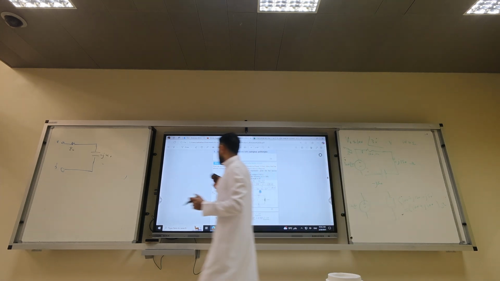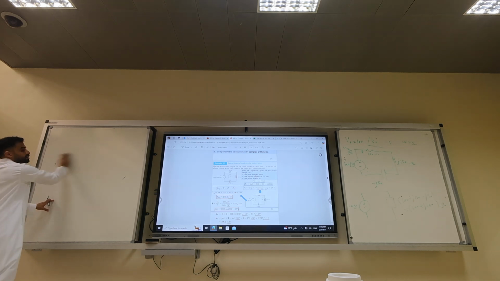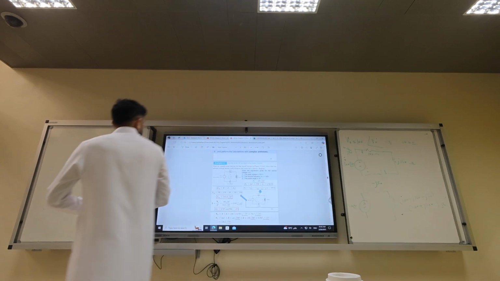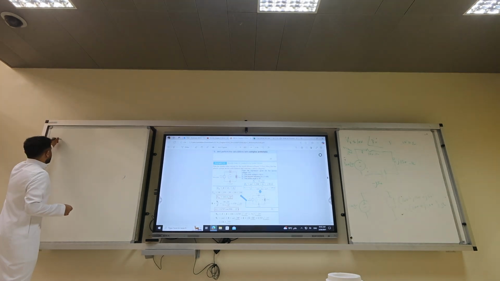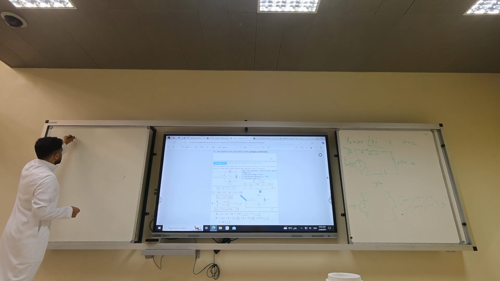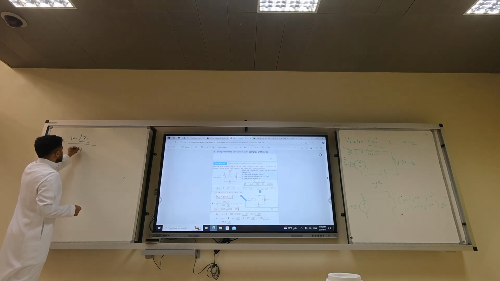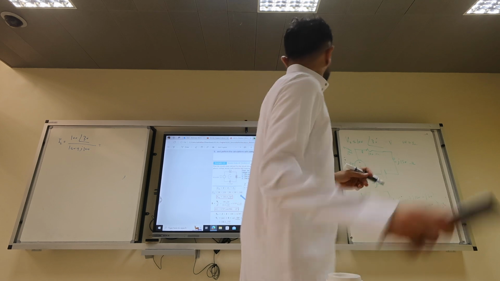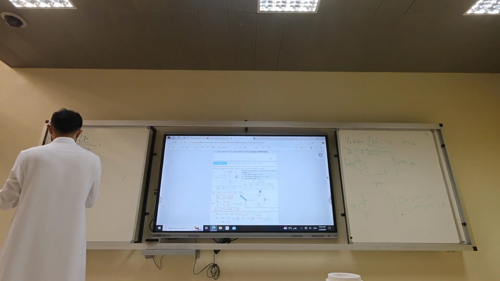So let's find the current first. How to calculate the current? The voltage over the impedance. So I is 100 angle 30 divided by 100 plus J 100. What's the current? 0.683 minus... We must have an angle, always.